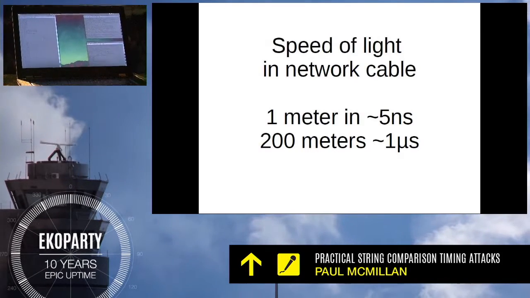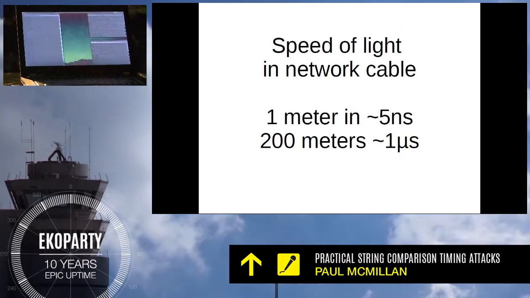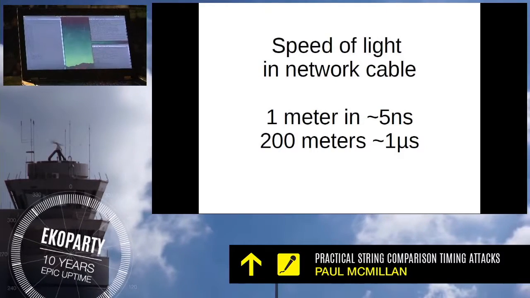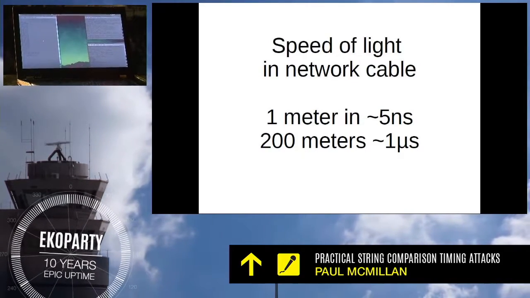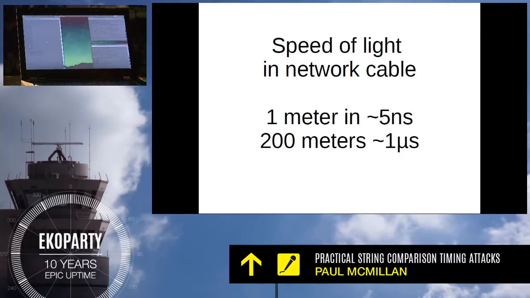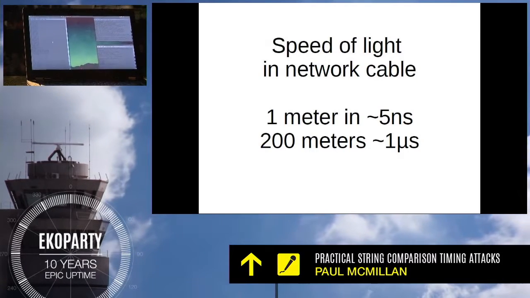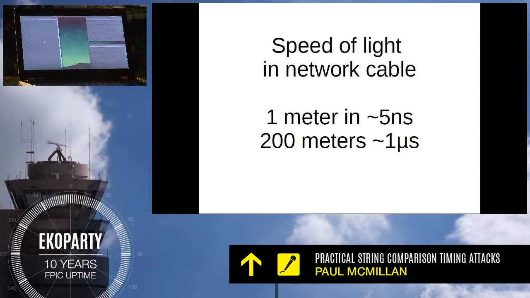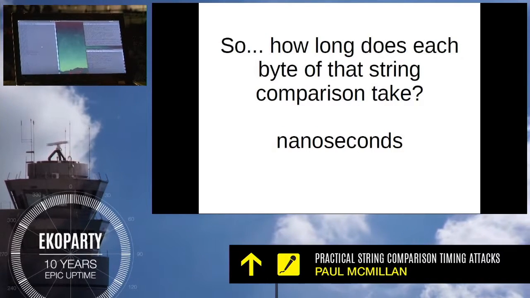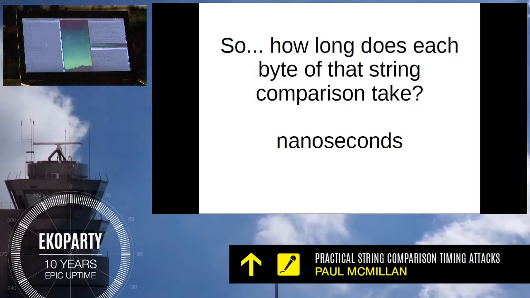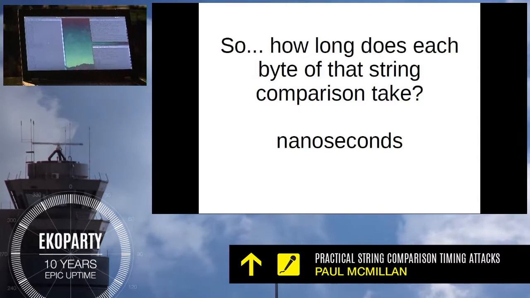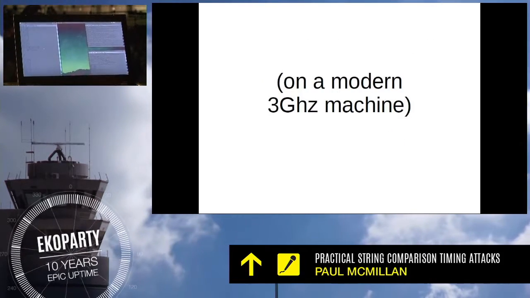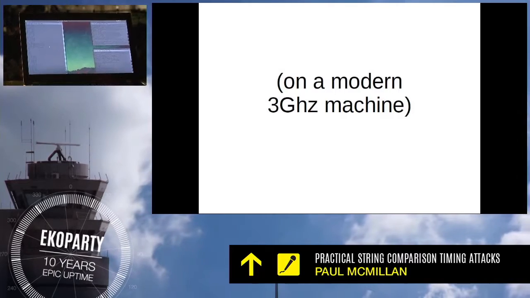We move on. The speed of light in a network cable: a meter in 5 nanoseconds, 20 meters in one microsecond. So nanoseconds are a really small number. I know this sounds obvious, but you have to really think about the normal numbers you're thinking about in computers when you start thinking about how much the difference that we're measuring here is. So for a string comparison, we're trying to measure a difference that's probably in the multiple nanoseconds, probably sub 10 nanoseconds.